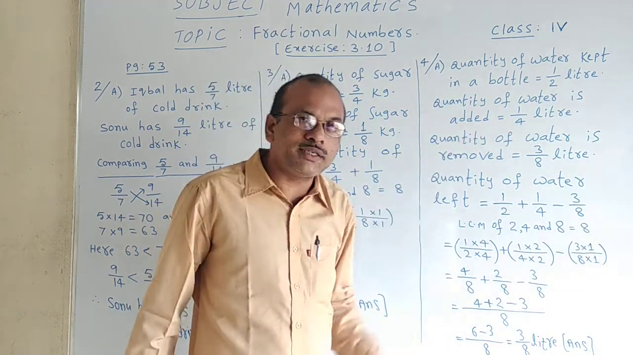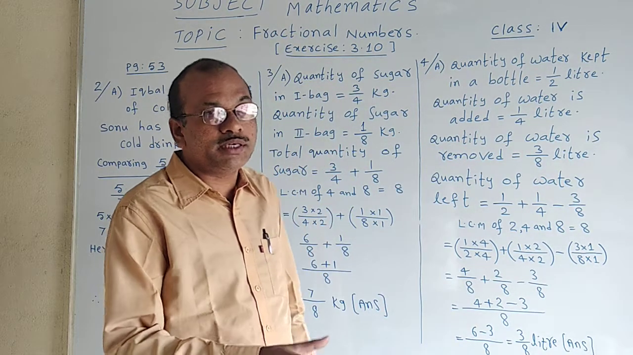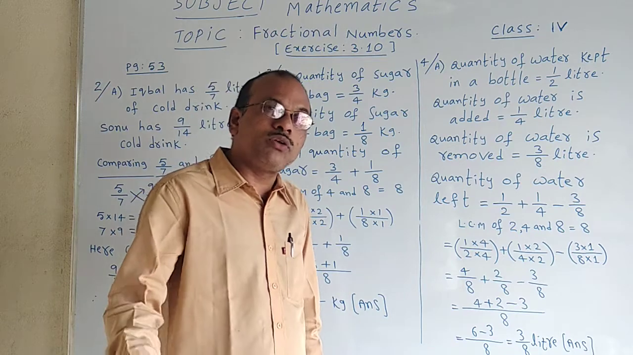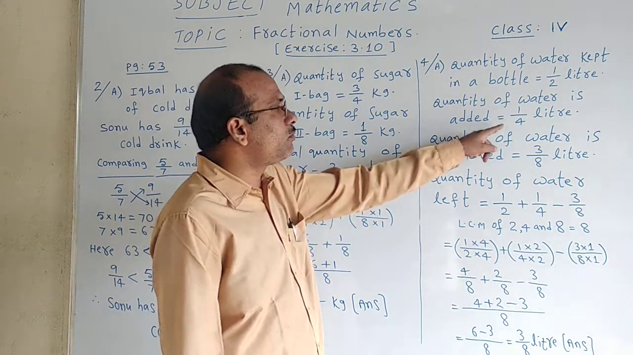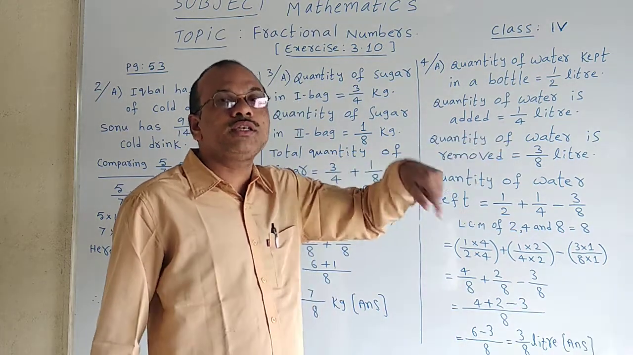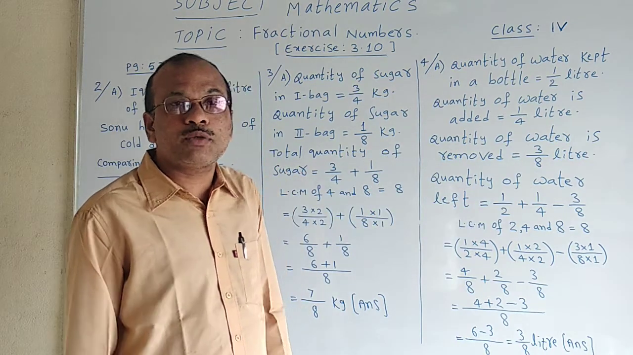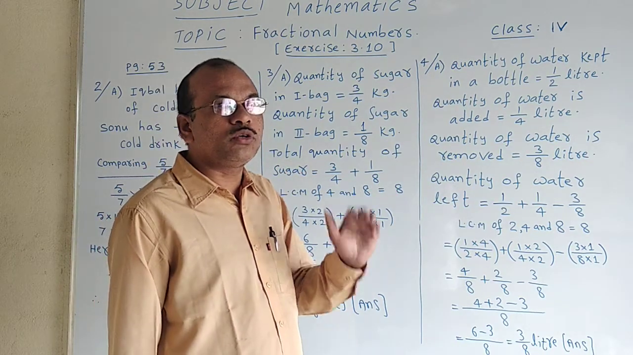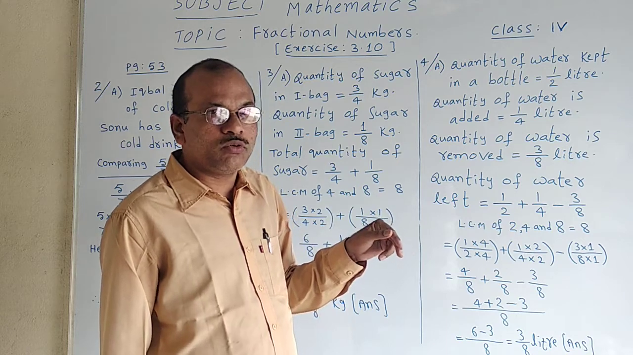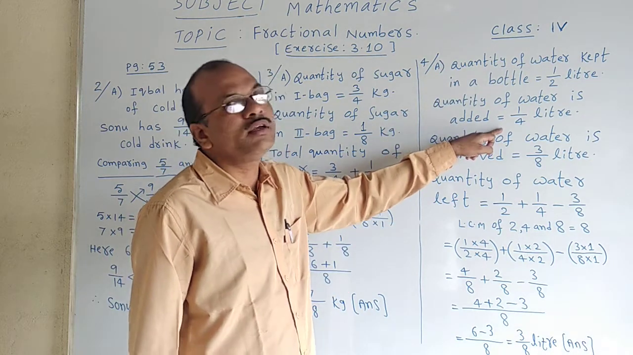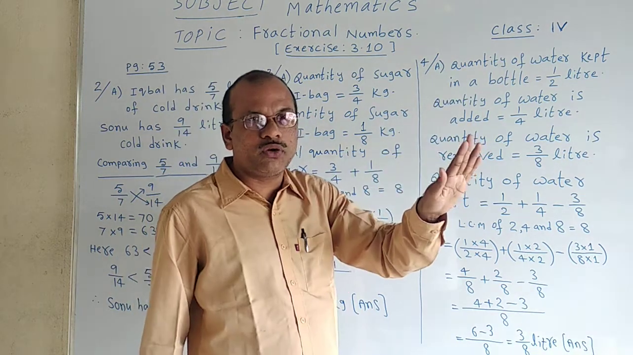1 by 4 liter. Already 1 by 2 liter water is there in the bottle. Now newly adding 1 by 4 liter of water. This is to be added. Added means plus symbol only. So we are going to do addition now. That means the first fraction should be added with the second fraction. Is that clear for you now?